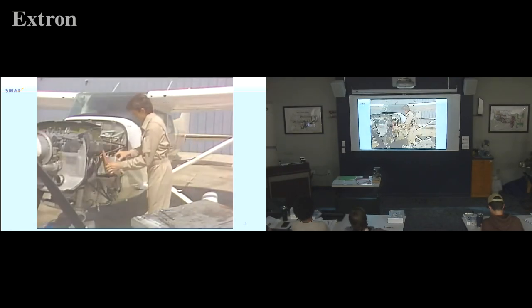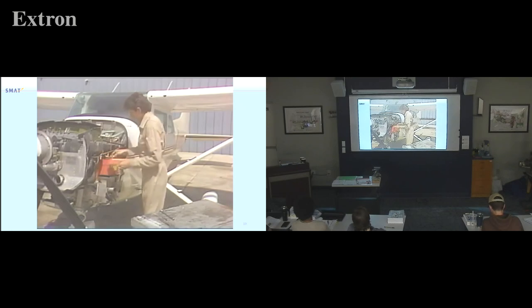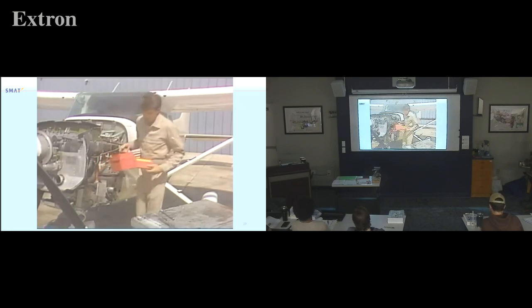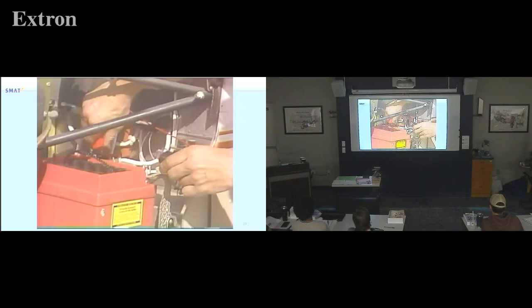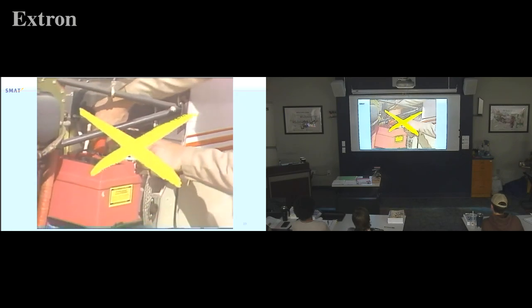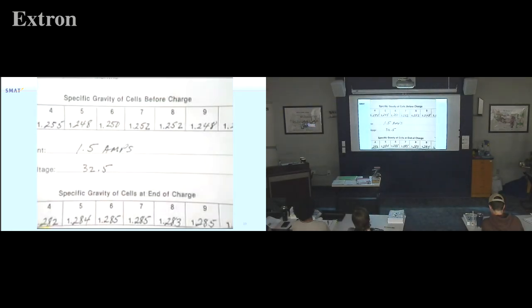If the battery needs to be recharged, it should be removed from the aircraft and serviced in a designated area. Charging or cleaning the battery in the aircraft is not recommended. Check and record the specific gravity of each cell. If necessary, add enough water to cover the separators.